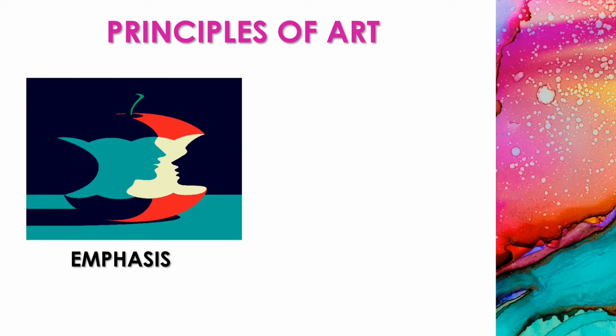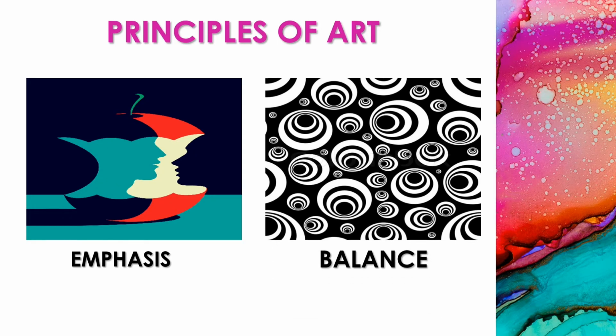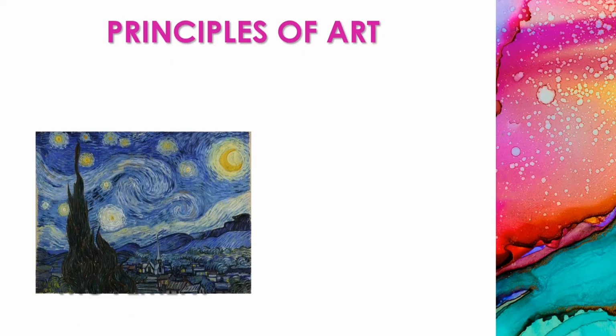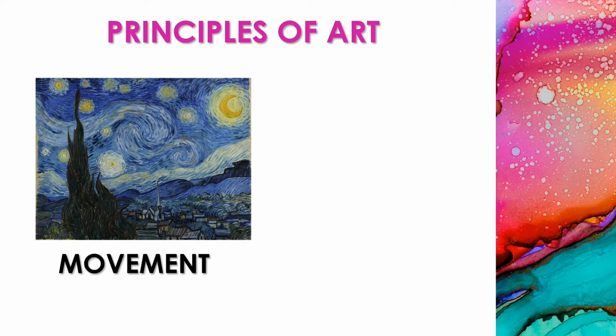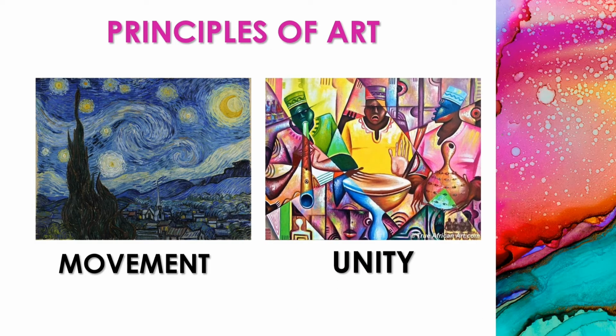Emphasis is used to make certain parts of an artwork stand out. It is the place in which an artist draws your eye to first. Next is balance. It is the distribution of visual weight on either side of the artwork. It can be symmetrical or asymmetrical balance. Next is movement. It is how the eye moves through the composition, leading the attention of the viewer from one aspect of the work to another. This can create illusion of action. And last one is unity. Unity is how everything in the work of art works together.